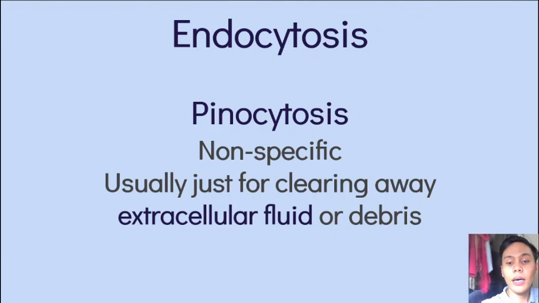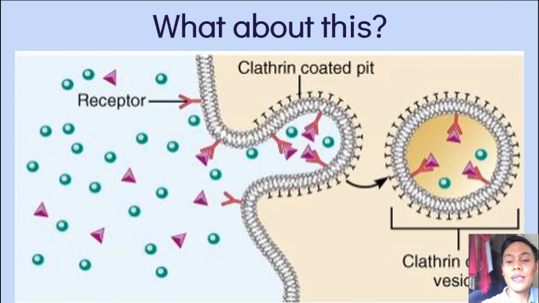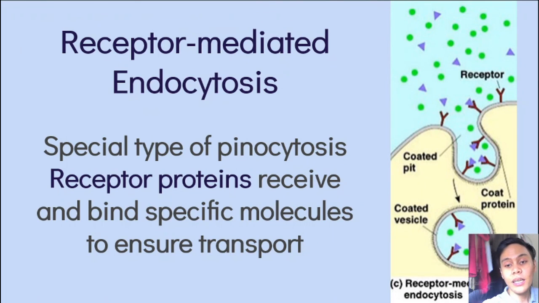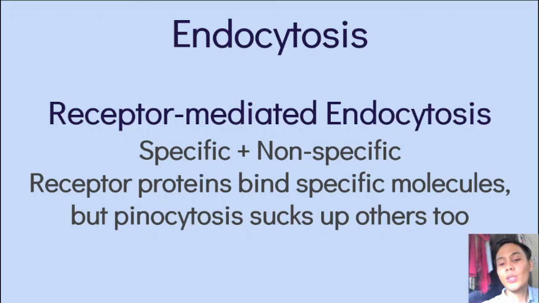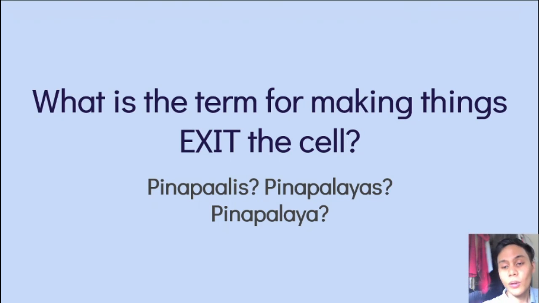On the other hand, your last type is called receptor-mediated endocytosis. It's receptor-mediated because there are receptor proteins. They wait for a specific molecule to come in. If it's not the proper molecule, nothing happens. If it's the specific molecule it's waiting for, then it sends a signal to the inside of the plasma membrane, telling it to start making an infolding. So it's like a combination of pinocytosis and receptor proteins. The receptor proteins wait for a specific thing and bind it, while also sucking up whatever else is in the fluid surrounding the membrane at that time. So it's both specific and non-specific. So there we go.